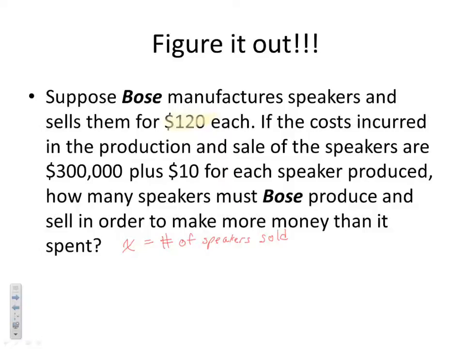So I'm gonna let this go, or am I? So remember, revenue was what? Revenue is the price of the product, right? Times the number of units sold. So what's the price of the product? $120. And then how many did I sell? I sold X of them, because I don't know, right?